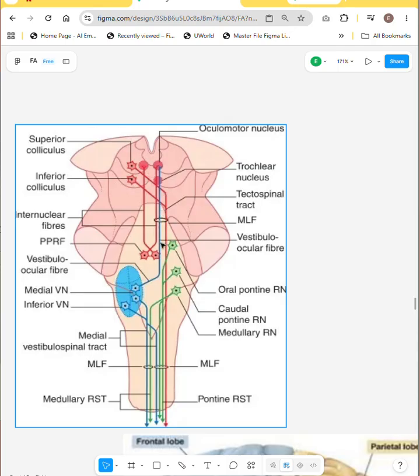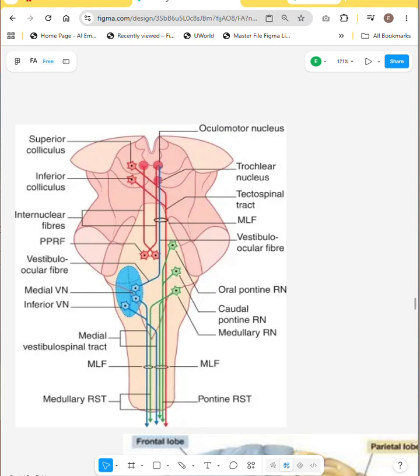So you can see these vestibulo-ocular fibers here. These are the vestibular nuclei, the medial and inferior vestibular nuclei. So basically, the only one you can't see here is the abducens one, right? So it connects the oculomotor nucleus, the trochlear nucleus, the vestibular nuclei, and the abducens nucleus. All of these connections allow both eyes to move together in the same direction, right?